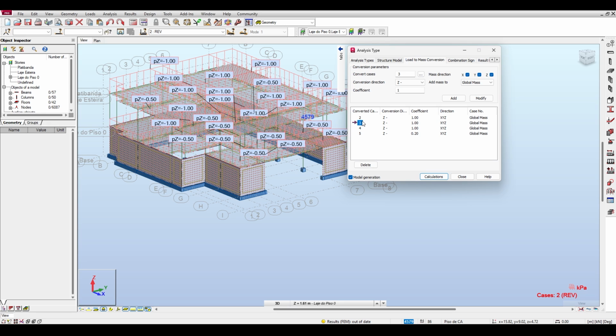Case 3, I will consider it to be a mass. Case 4, I will consider it to be a mass. And case 5, I will consider it to be a mass, but wait, here is the thing. You can see that the coefficient is 0.2.